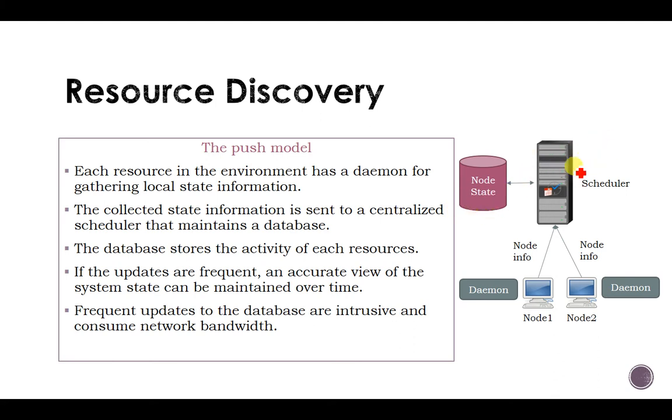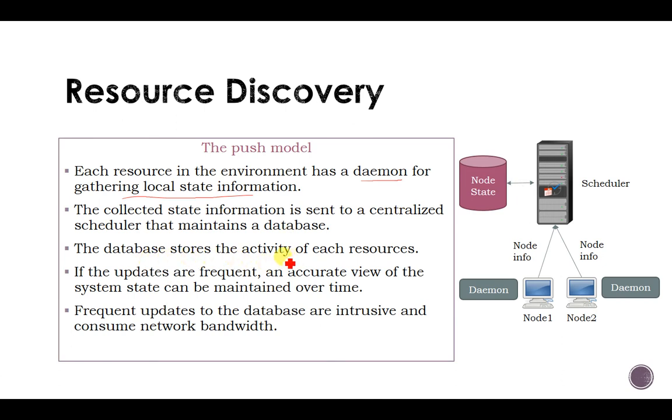Accordingly, when a job comes to the scheduler, by seeing the node state it can allocate the job to these nodes. So let us read all these points. Each resource in the environment has a daemon for gathering local state information. The collected state information is sent to a centralized scheduler that maintains a database. So the centralized scheduler will get this info and store it inside a database.